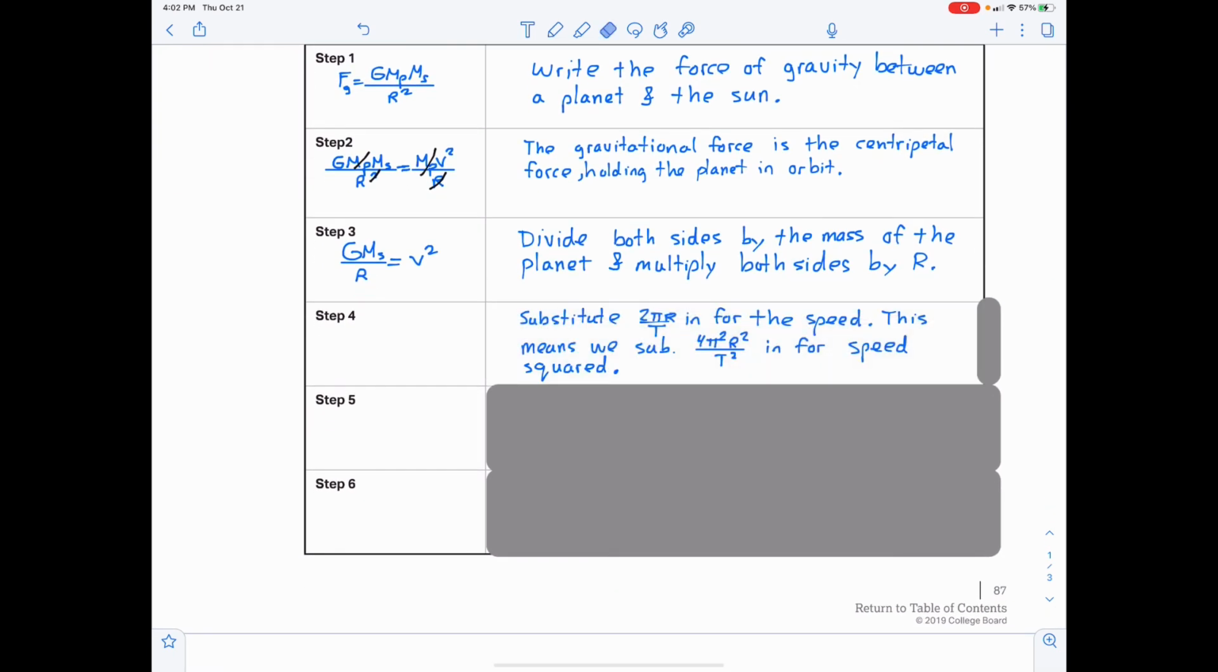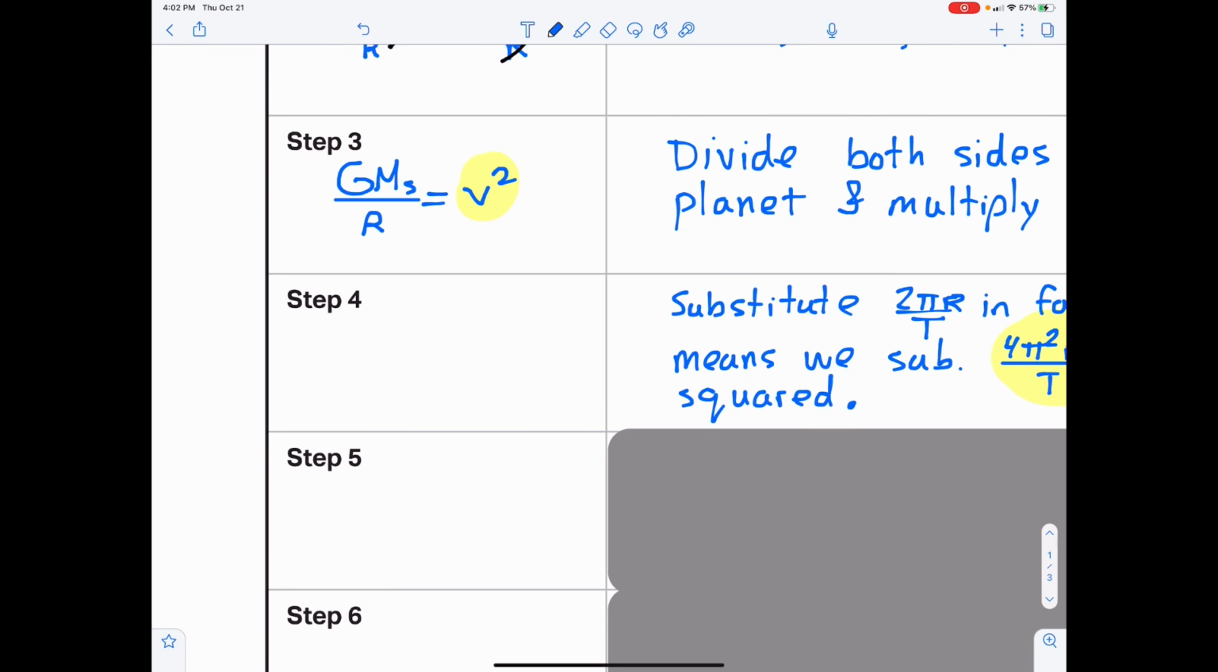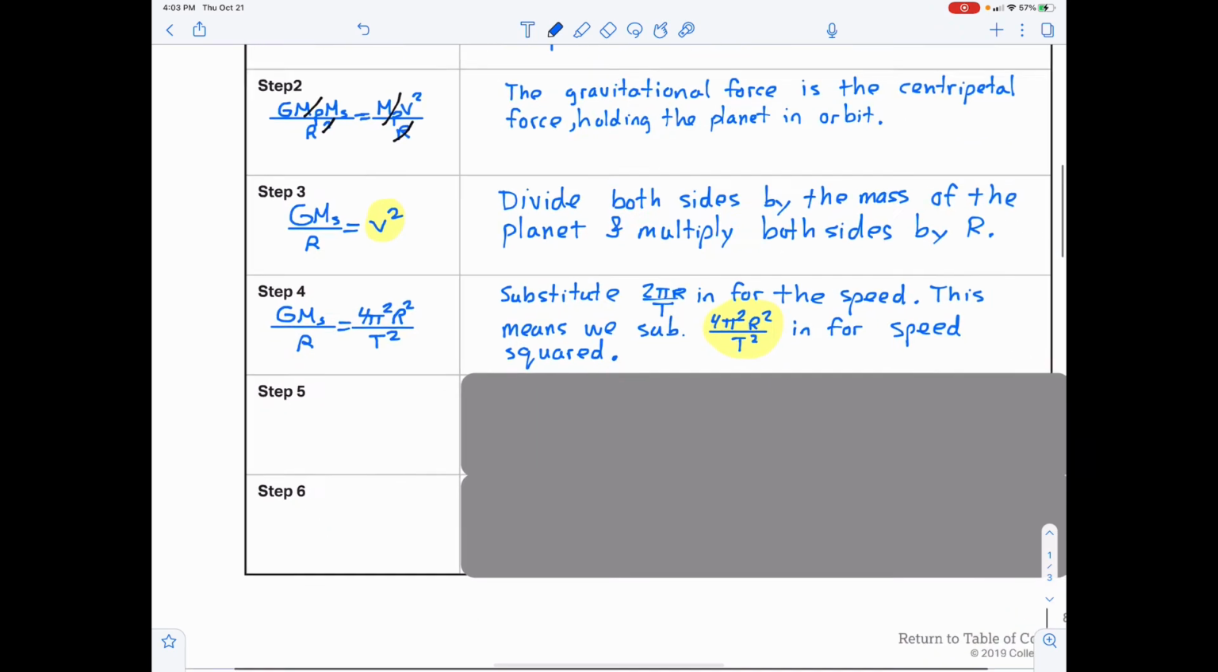Step 4. Substitute 2 pi r over t in for the speed. This means we sub 4 pi squared r squared over t squared for speed squared. We had just done this in the previous activity as well. G times the mass of the sun over the orbital radius is equal to 4 pi squared r squared over t squared.